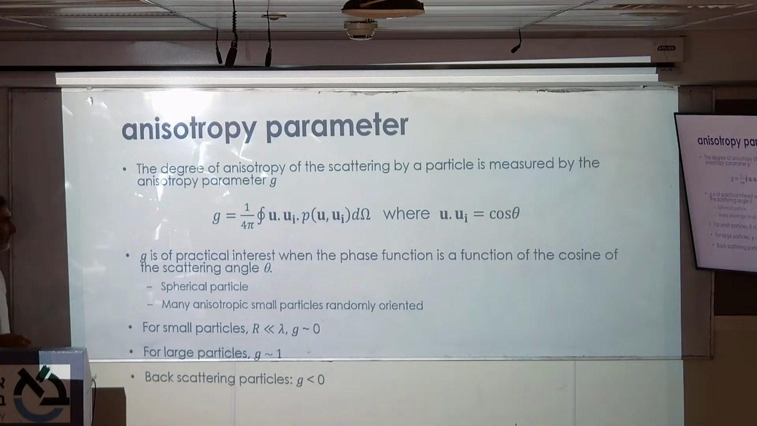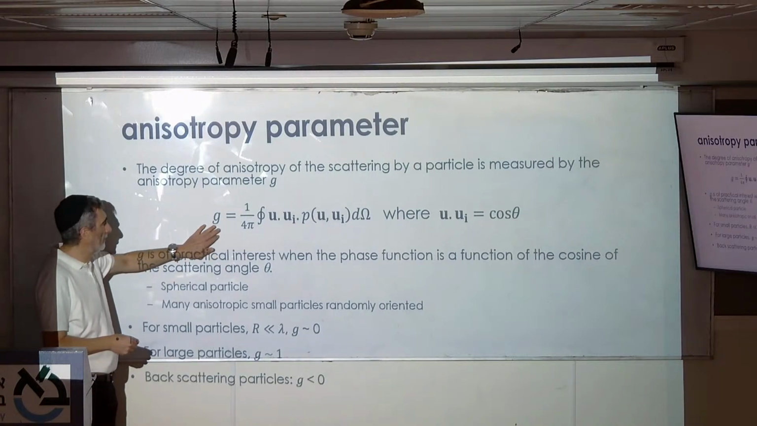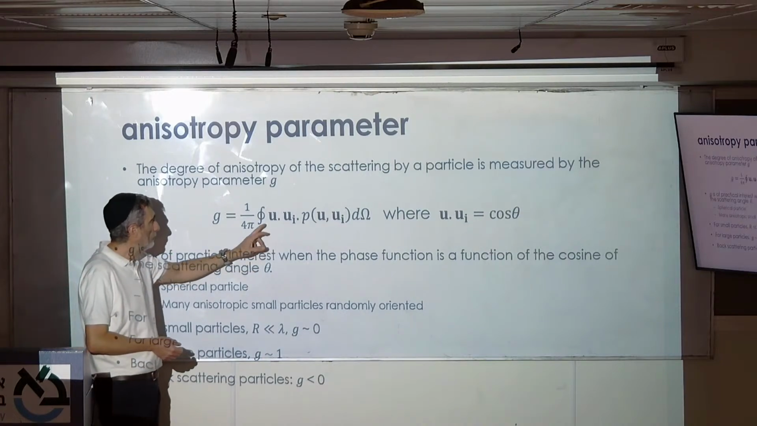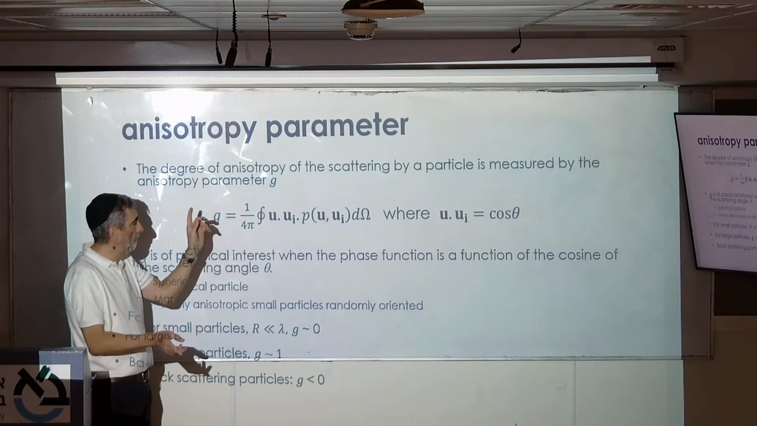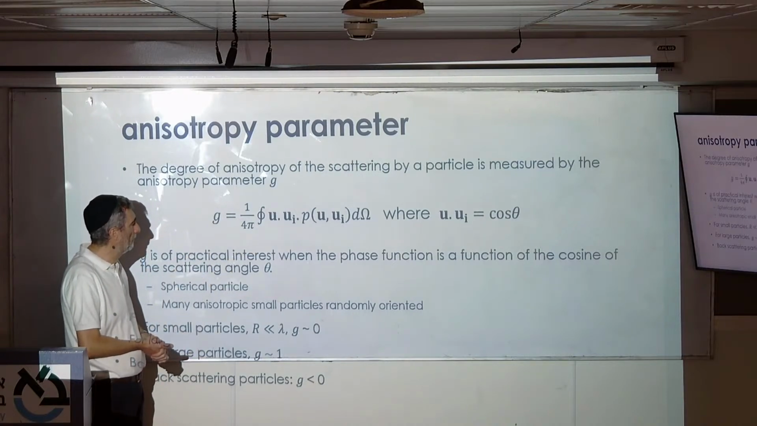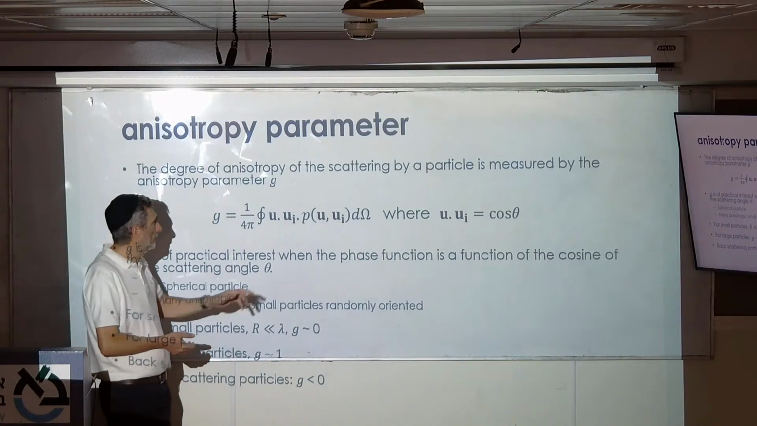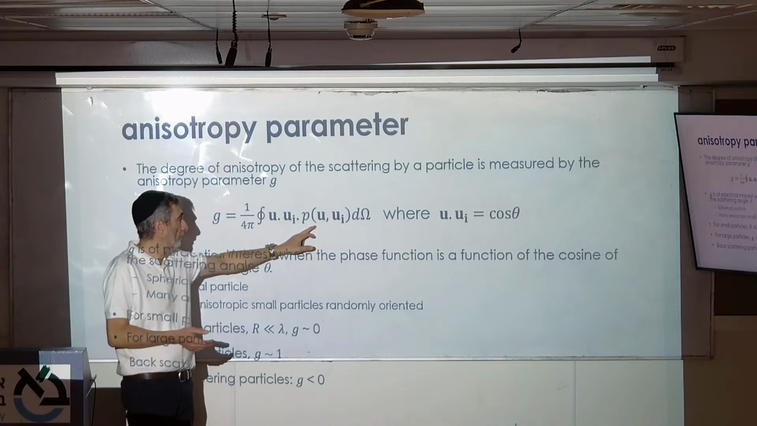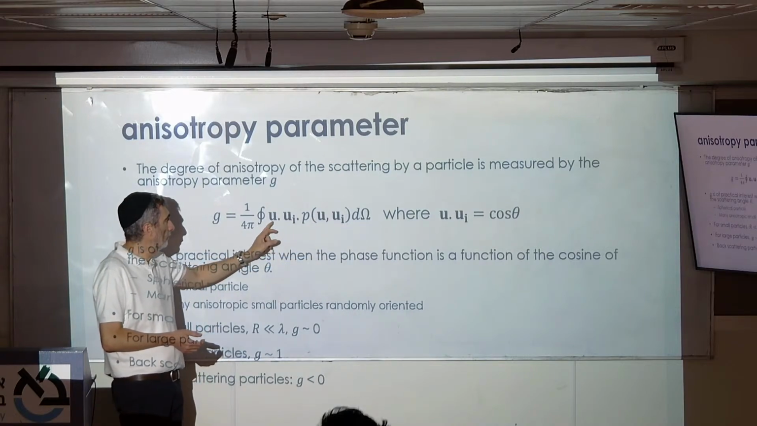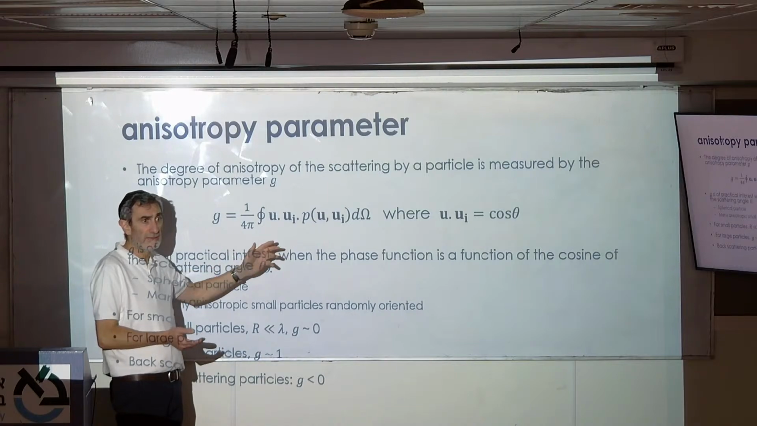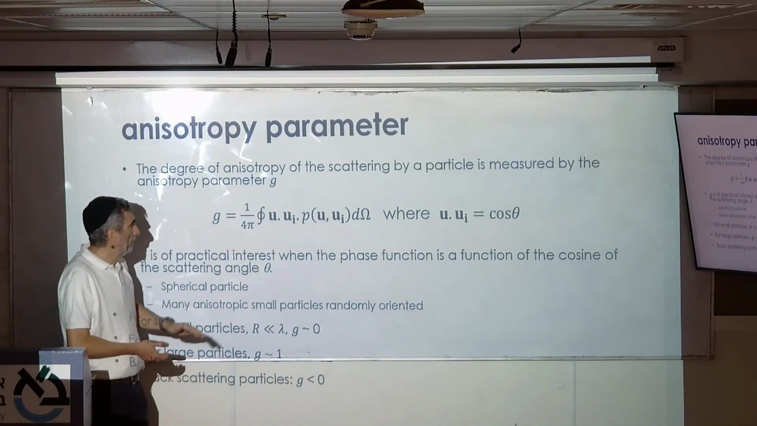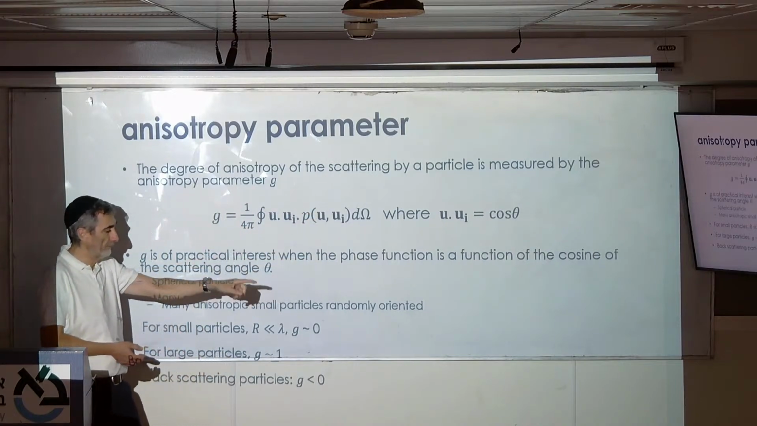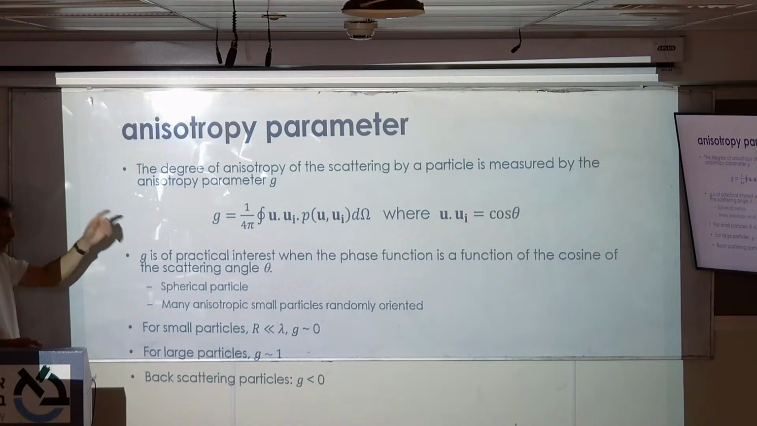So this is cosine theta. You multiply the scattering amplitude by the cosine theta. If theta equals 0, cosine is 1. If theta equals pi over 2, it is 0. So you give more weight to the forward direction compared to the transverse direction. That's the definition of the anisotropy parameter G, and it's very important for us. You'll see in the future.